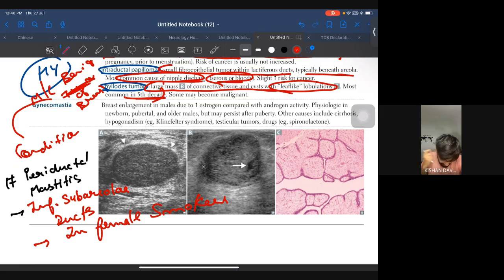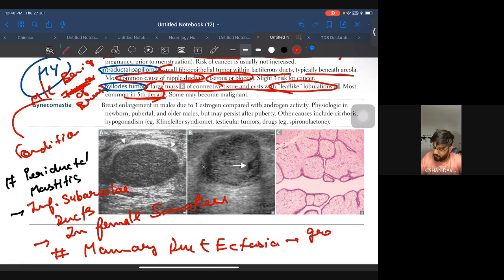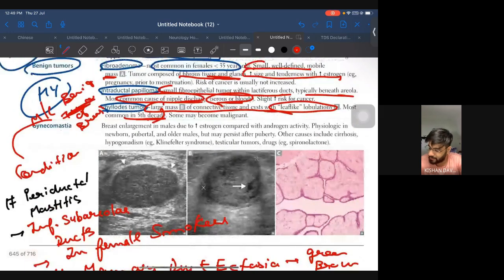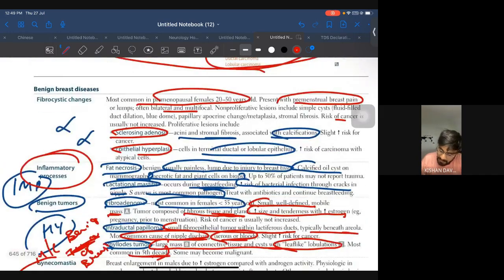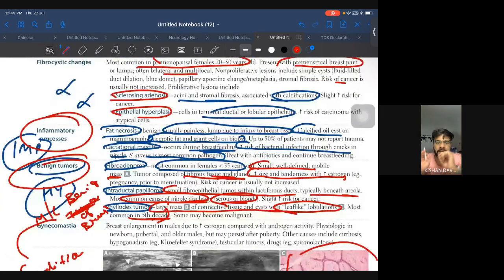Another one is mammary duct ectasia, green brown discharge. Okay, green brown discharge. So these 2 points you have to remember, and this is the leaf like that is seen in the phyllodes tumor. So inflammatory process and benign tumors are very important.